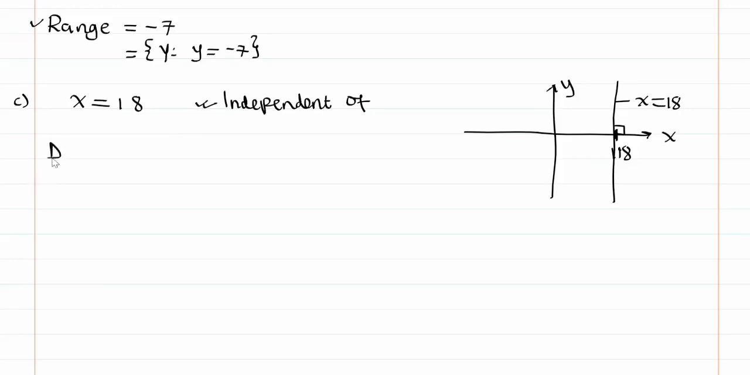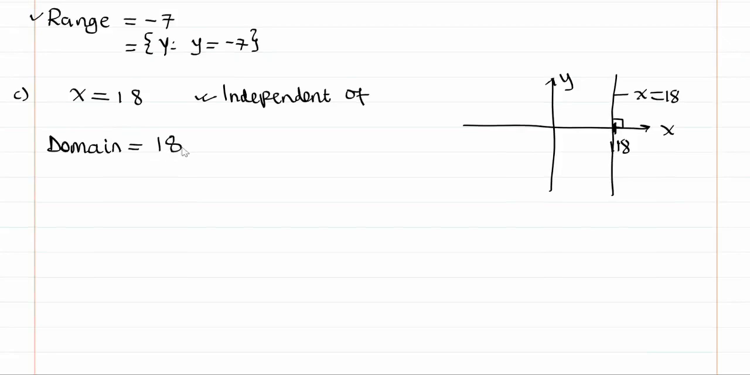So our domain, which are the values of x, this one is the value of x, it means x is 18. Therefore, we are restricted so that the domain has only 18. That is the point where the line cuts the x-axis in a perpendicular manner. So our domain is a fixed value of x, which is 18. That is the answer.